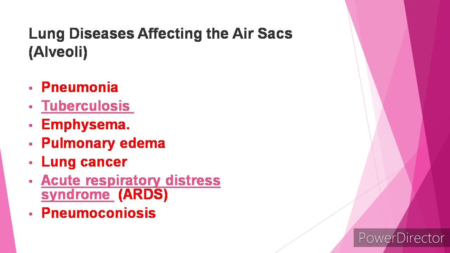And some diseases affect the air sacs, or alveoli. Your airways branch into tiny tubes that end in clusters of air sacs called alveoli, and these air sacs make up most of your lung tissue. Lung diseases affecting your alveoli include pneumonia, tuberculosis, pulmonary edema, lung cancer, acute respiratory distress syndrome, and pneumoconiosis.